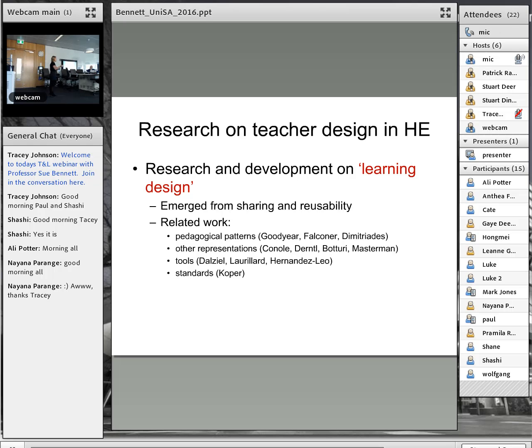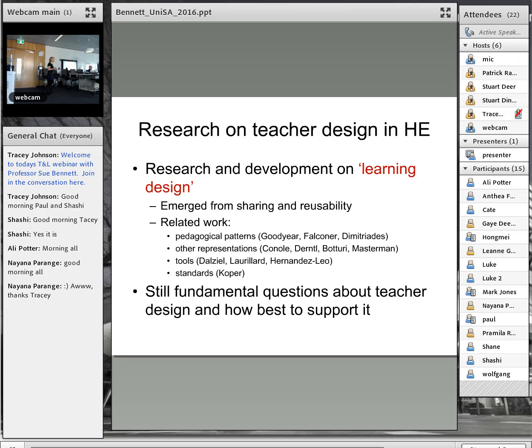So I guess what I'm saying is, in this context, we've intervened before we really understand what we're intervening in. And that is probably the reason why a lot of these tools have not been widely taken up by the end users, which is really our everyday higher education teachers. So what we're left with is still fundamental questions about teacher design and how best to support it, because we don't really understand a lot of what teachers are doing naturally.